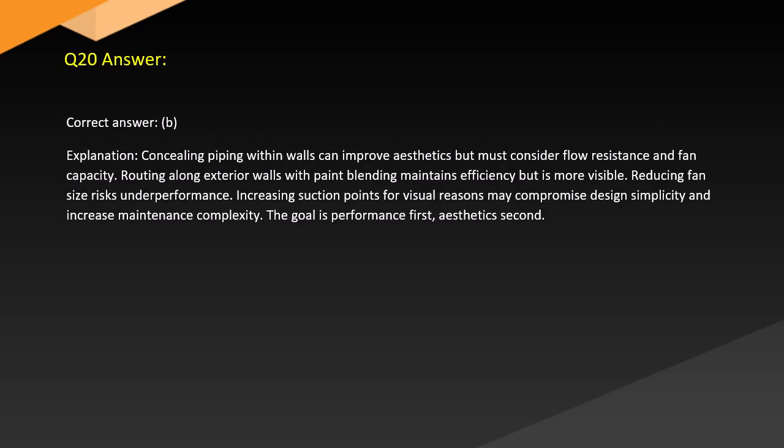Answer. Correct answer. B. Explanation. Concealing piping within walls can improve aesthetics, but must consider flow resistance and fan capacity. Routing along exterior walls with paint blending maintains efficiency but is more visible. Reducing fan size risks underperformance. Increasing suction points for visual reasons may compromise design simplicity and increase maintenance complexity. The goal is performance first, aesthetics second.